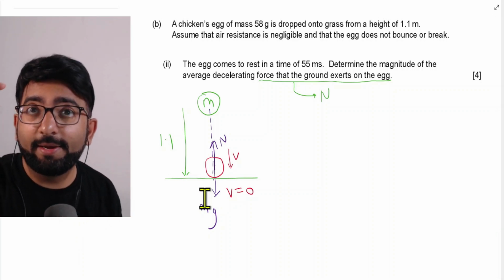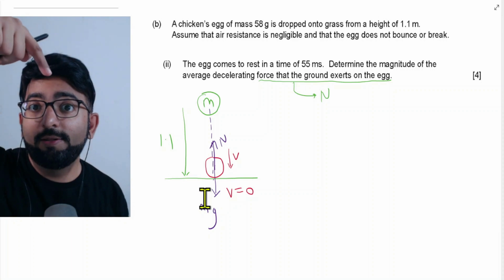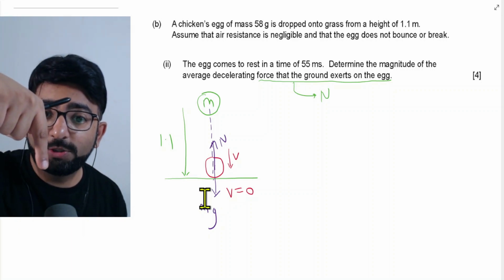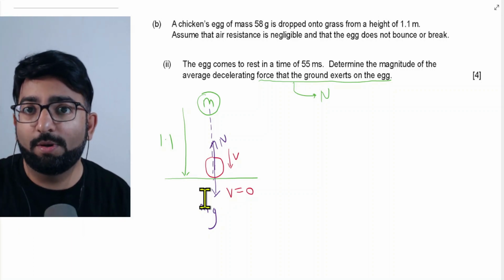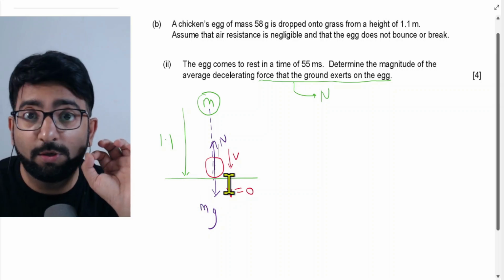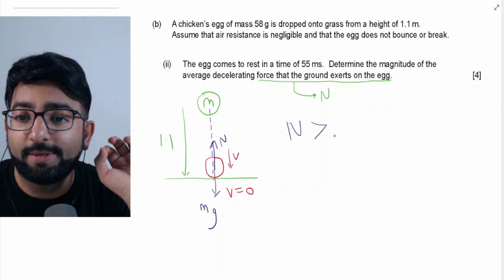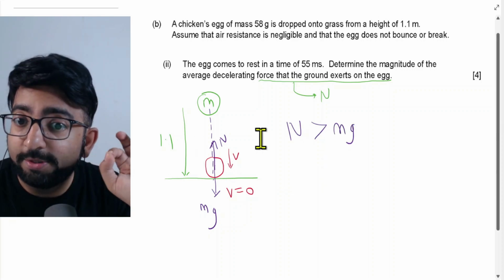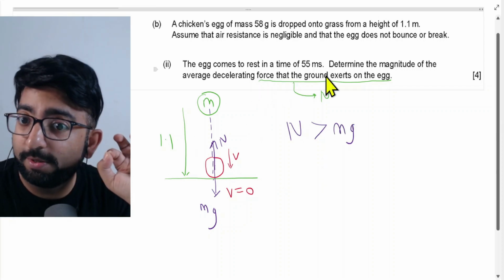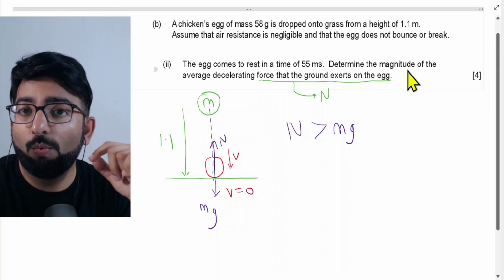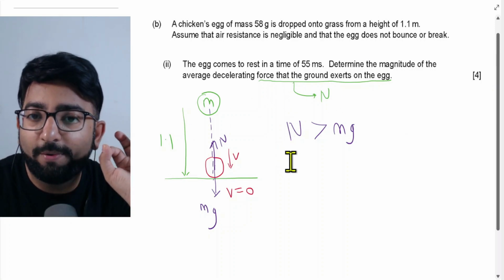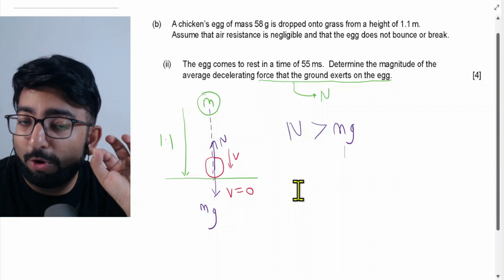But in this case, the egg is traveling from some height and it is traveling at a very high speed and it impacts the ground, it hits the ground. So normal reaction will not be equal to mg. In fact, normal reaction will be a lot greater than mg. And the question wants us to find the force that the ground exerts on the egg, which in other words is normal reaction. So how do we figure out the normal reaction?